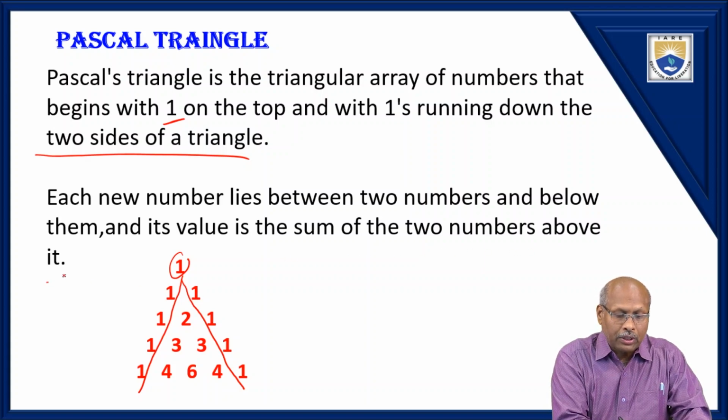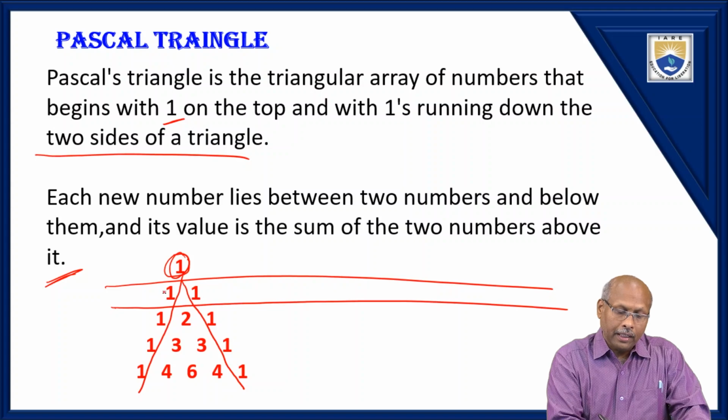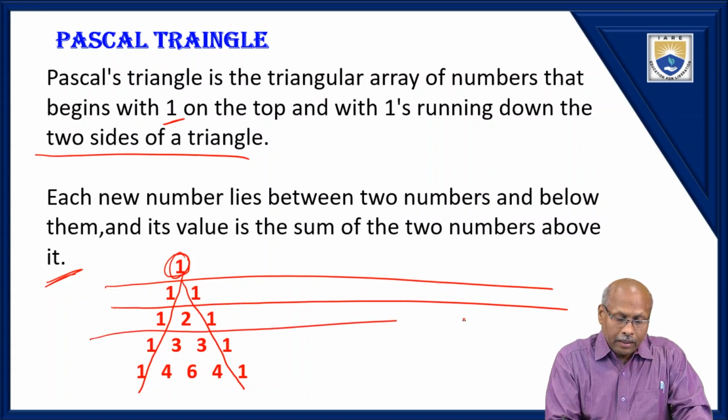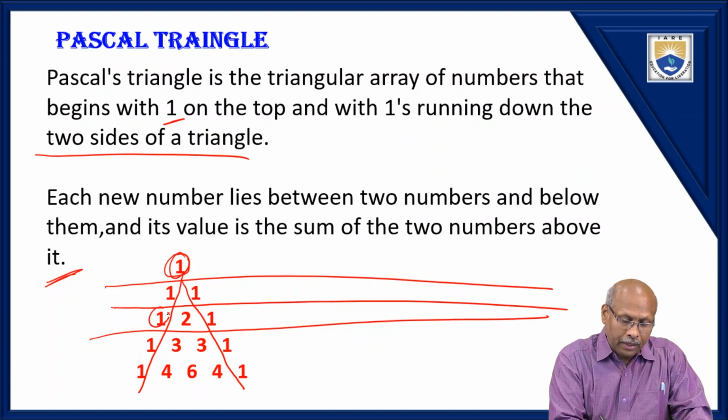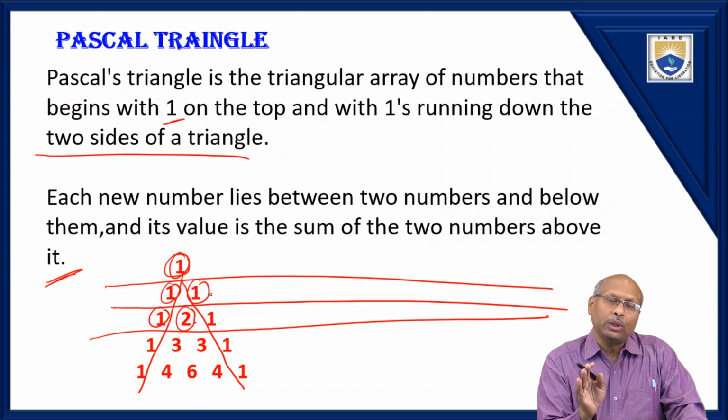So the first line has only 1, the second line has left 1, right 1, and in the third line, the first number is always 1. This number depends on the top row's two numbers. So 1 plus 1 is 2, and the ending number is always 1. The starting number and ending number of each row is 1.